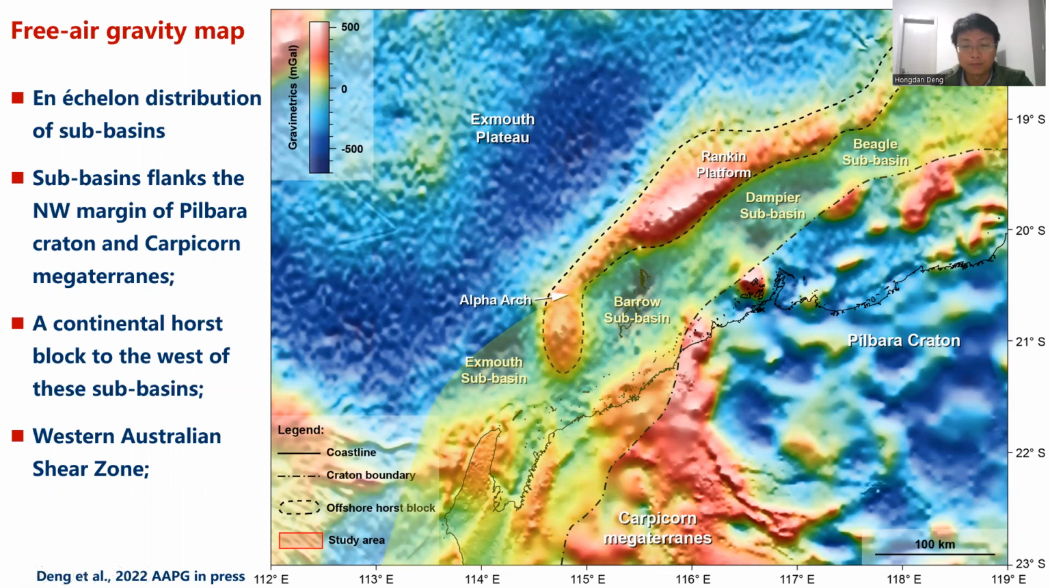Therefore, it's a weak zone, susceptible to reactivation, which is also named the Western Australia shear zone in this boundary. So we first show a cross section through the Exmouth subbasin and then go to the Dampier subbasin to see the detailed structures of this type of extensional fault-related fold.